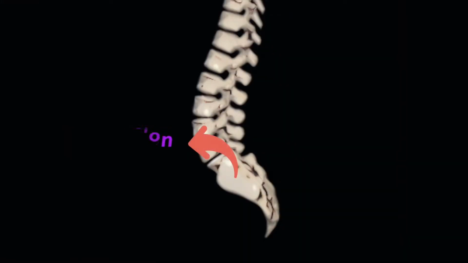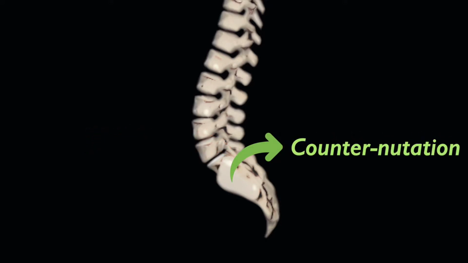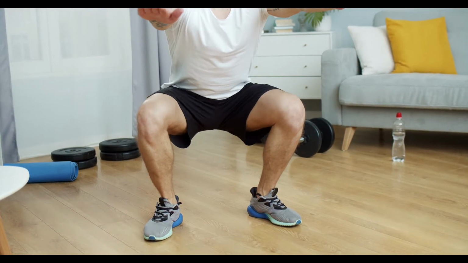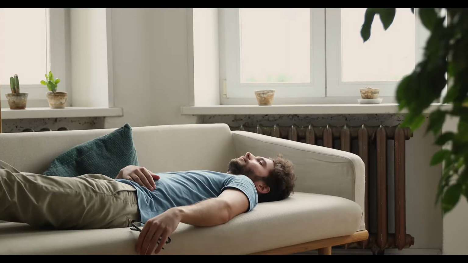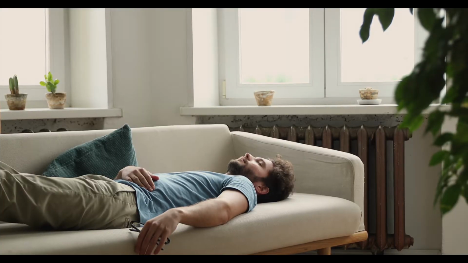Forward rotation of the sacrum relative to the iliac bones is known as nutation, and backward rotation of the sacrum relative to the ilia is known as counternutation. Nutation tends to occur in load-bearing situations, like standing and squatting, while counternutation normally occurs in unloaded positions, like supine lying.